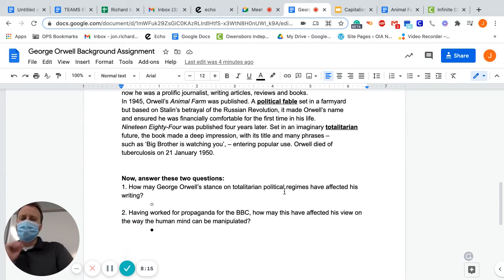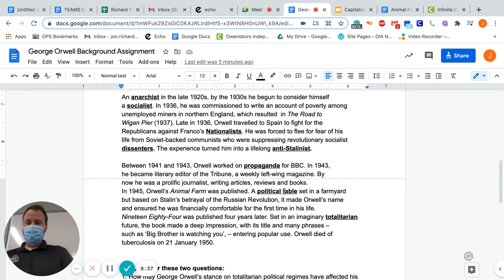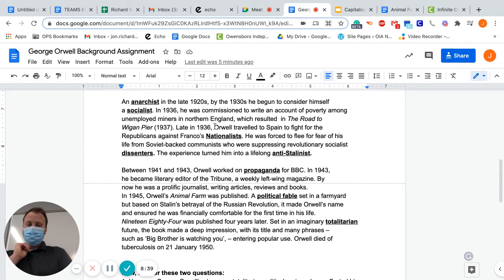All right, so there's two questions here. You're going to go back and reread, and you're going to define those words. But here are the two questions. How may George Orwell's stance on totalitarian political regimes have affected his writings? So did he like totalitarian regimes? No, he was against them. He fought against them. You make note of this up here. He fought in Spain against Franco's nationalists, and Franco was a totalitarian. And also, Stalin was a totalitarian.